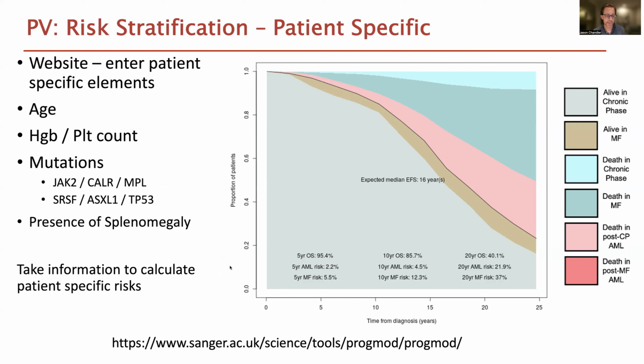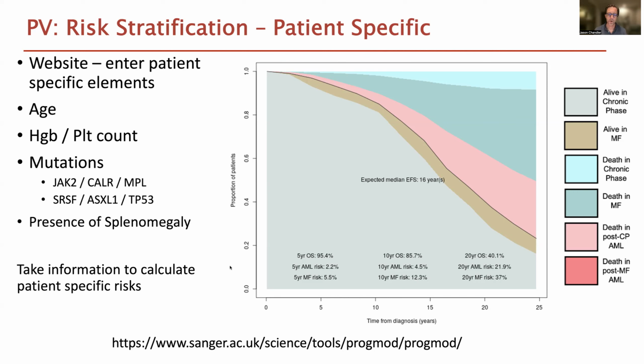So if you see at the bottom, it's Sanger, and this is the link if you're interested. So you can go to this website and enter lots of information. You can have the age, their hemoglobin, platelets. If you do full next-gen sequencing, it'll actually allow you to put what mutations you know and don't know, the presence of splenomegaly. And so it takes all these clinical factors, genetic factors, blood counts, and it'll do this tool that will risk stratify that individual patient.